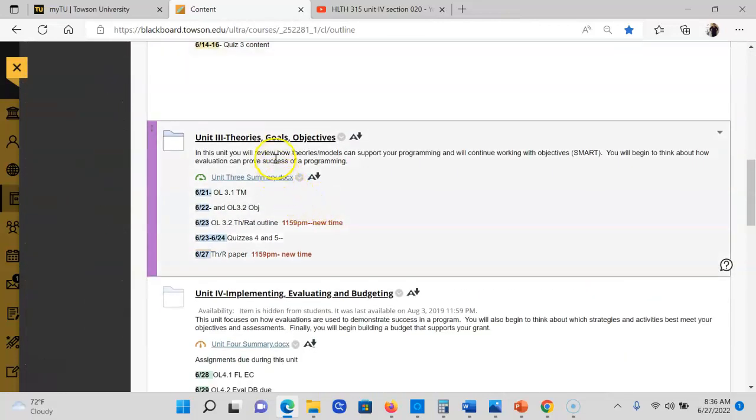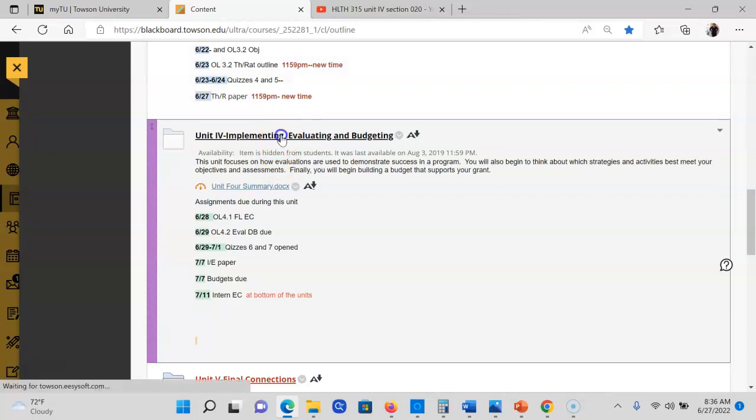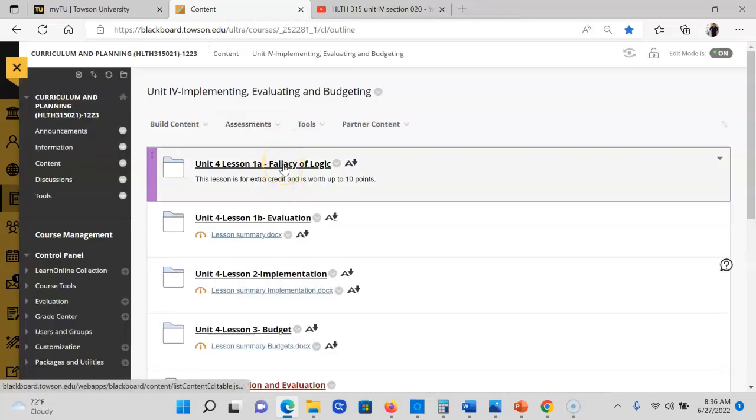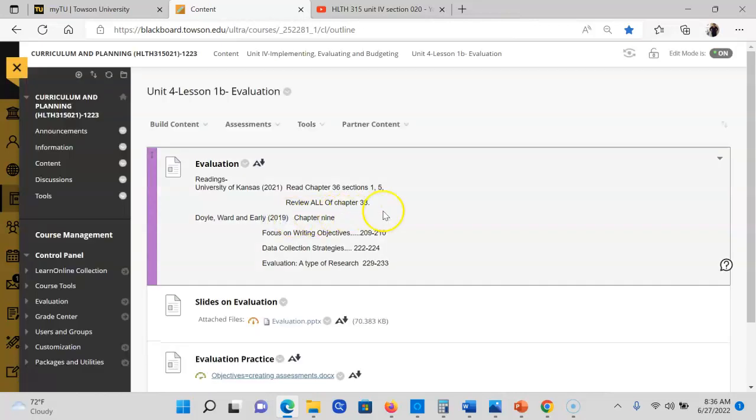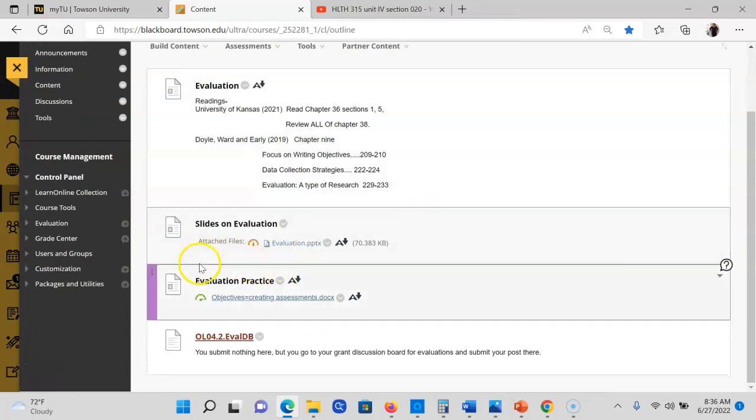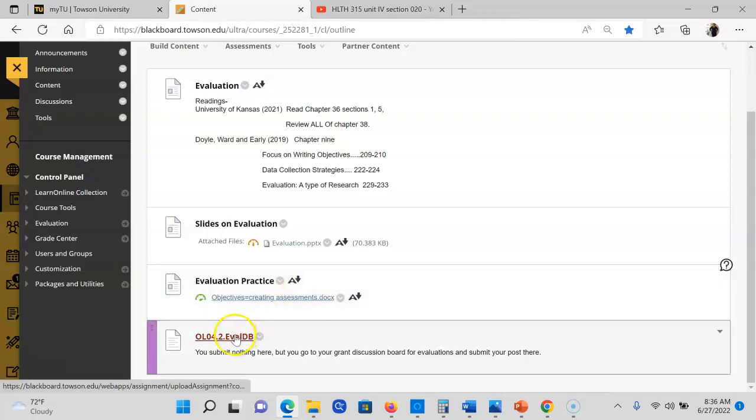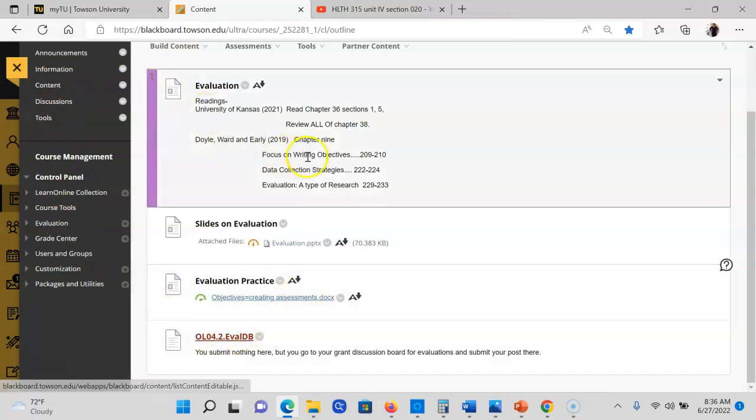So let's go into Unit 4 just to look at it quickly. We have the fallacy of logic lesson. Here is the evaluation lesson. I will be adding right here, after these slides, a video so that there's an audio and visual of the slides. This is a practice sheet for you to practice, and right after that I'm going to be adding the answer key for this. So after you do the practice, you can look to see how close you got to getting everything correct. And there's your discussion board.